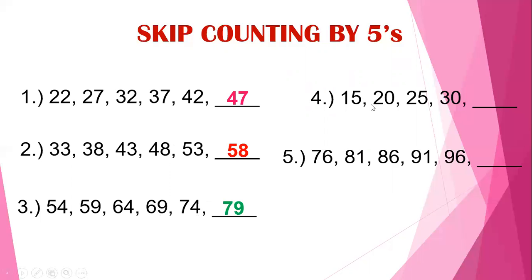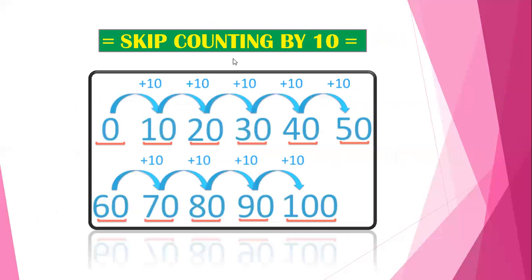Number 4: 15, 20, 25, 30. The next number will be 35. Number 5: 76, 81, 86, 91, 96. The next number will be 101. All right, next slide, we are going to talk about how to skip count by 10.